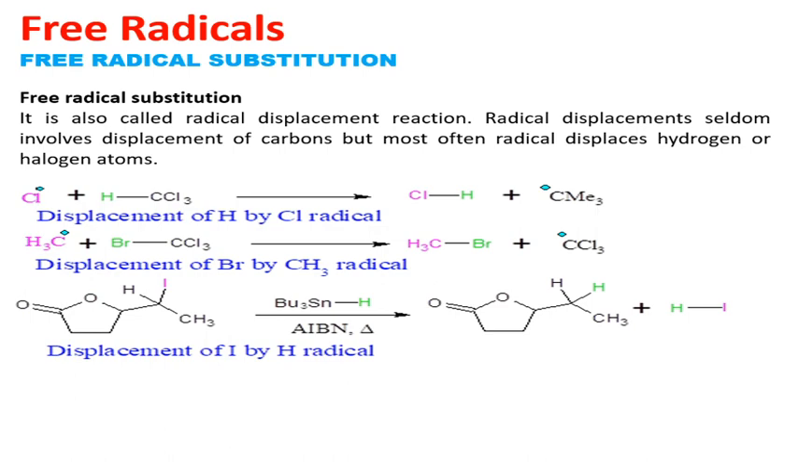Then we studied generation of free radicals by different methods like thermolysis, photolysis, redox reaction, Paneth's method, electrolysis, and use of high energy radiation.